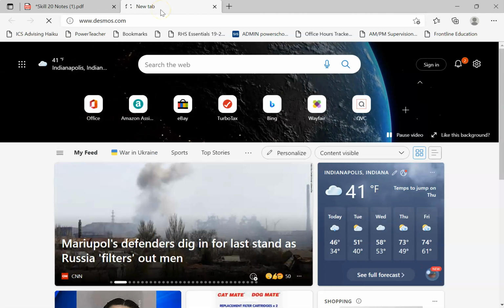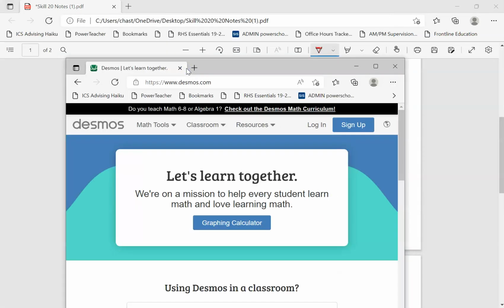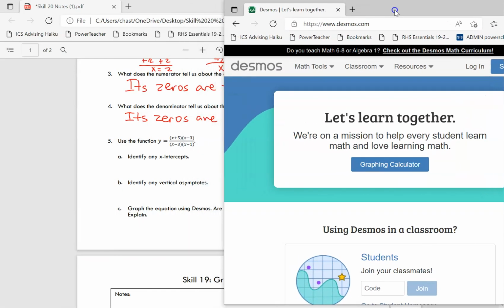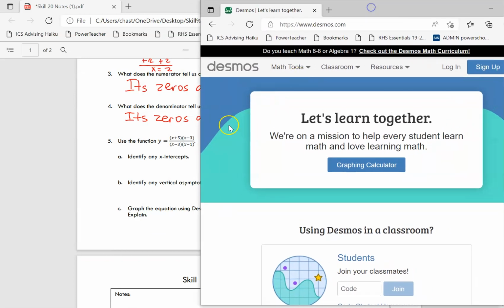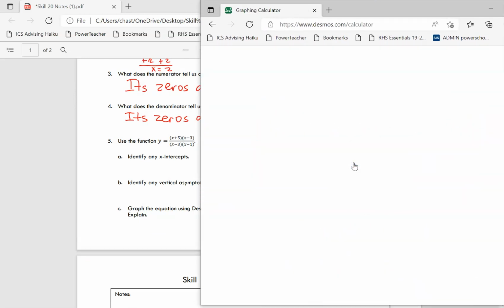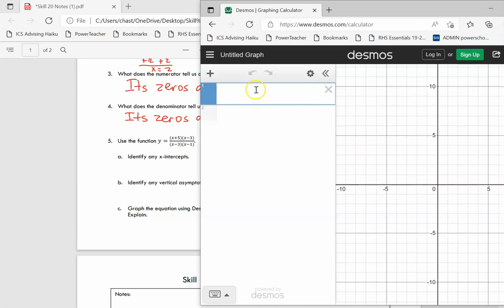Okay, so I'm going to pull this up. And I'm going to open in a new window, kind of set that to the side so I can see the function. And if we look at Desmos, and by the way, you could try this out with me. I'm going to put y equals, and then I'm going to make a fraction bar. I just hit the slash button on my keyboard. We have x plus 5, x minus 3, in the denominator, I have x minus 3 and x minus 1.